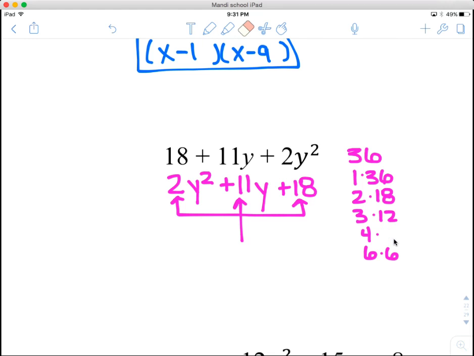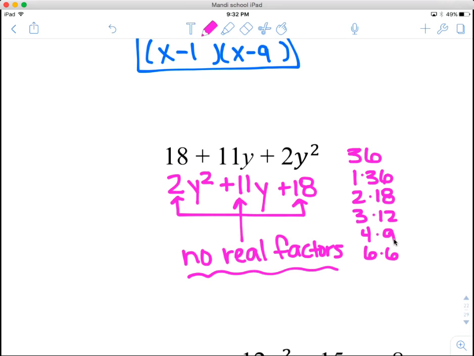How about making this 4 times 9? That would be better. So now 9 plus 4 is 11. So perfect, plus 4 plus 9. But that's not where we were going, were we? Not 13. We wanted 11. So that still doesn't take us to 11. It doesn't look like we have anything here. So when that happens, we write no real factors. And we will learn that you can factor this, but we're going to end up with a square root as an answer, and that's okay.